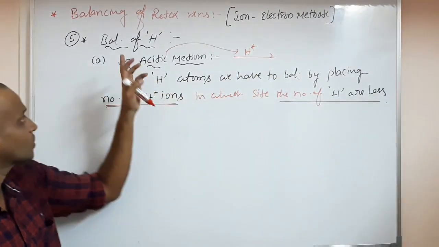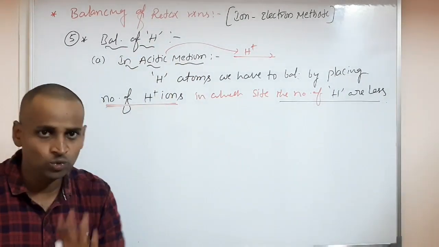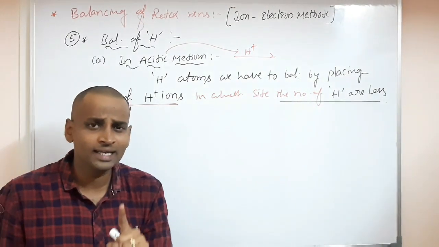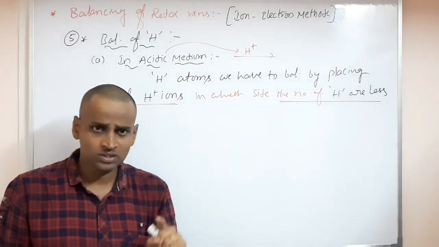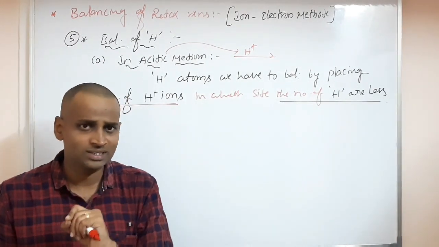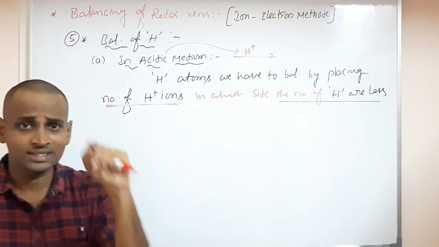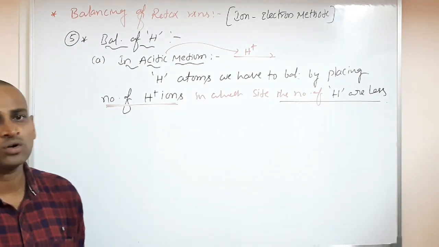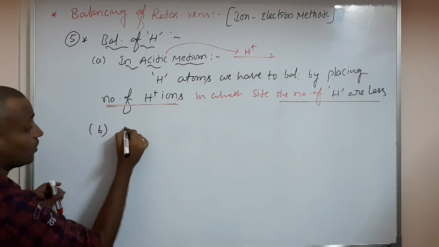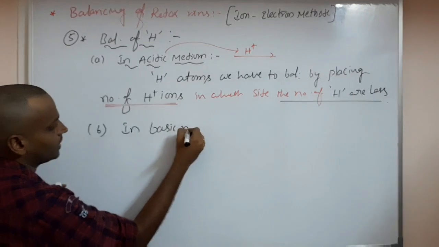So I repeat, balancing of hydrogen in acidic medium: we will balance hydrogens by adding the number of H plus ions on which side? Which side means reactant side or product side, the side where the number of hydrogens is less. This we have to follow. This is balancing of hydrogen in acidic medium. Now balancing of hydrogen in basic medium.